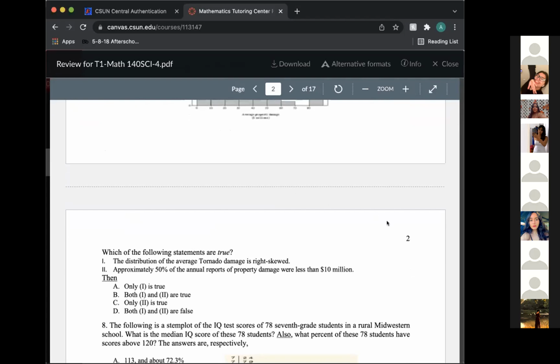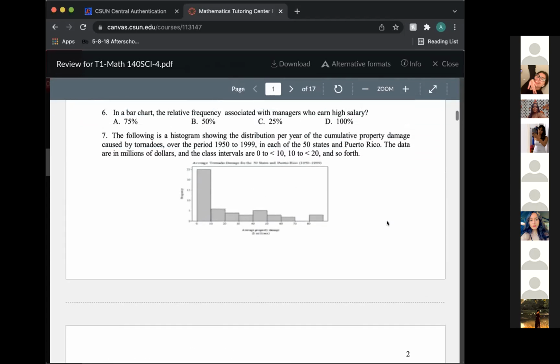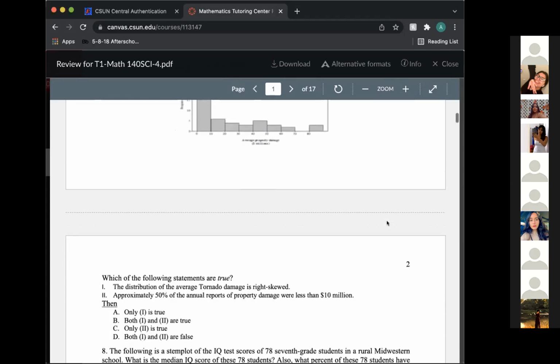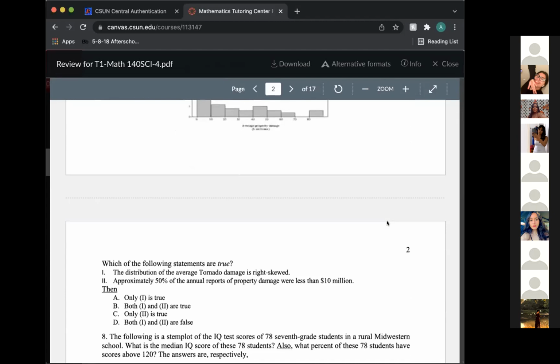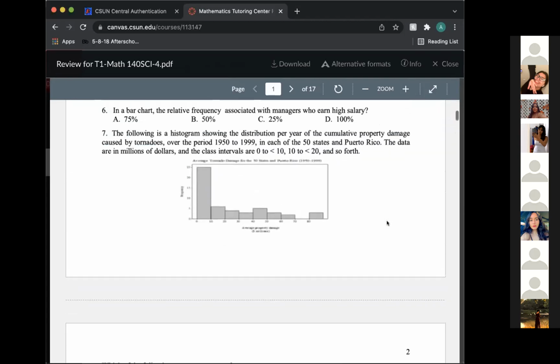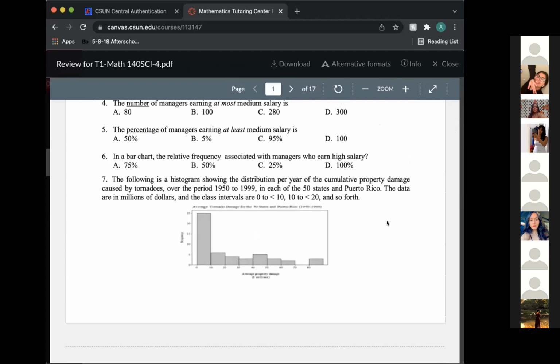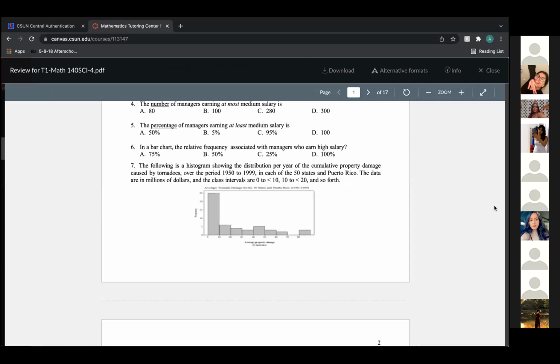Can you go back up to the graph for a second, please, so I can see it? Yes, it is certainly right skewed. The tail is on the right side. And two, approximately 50% of the annual reports of property damage were less than 10 million. So it's very difficult for me to read the numbers there, but it certainly looks to be roughly 50% in the first column and 50% cumulative from all the other ones. So I would have to say that yes. So the answer is true, or I forgot what the question was.